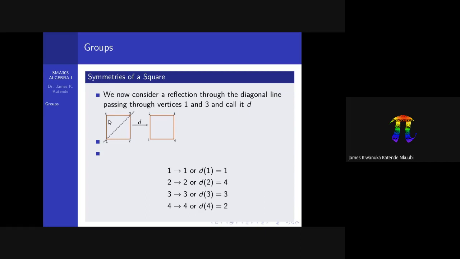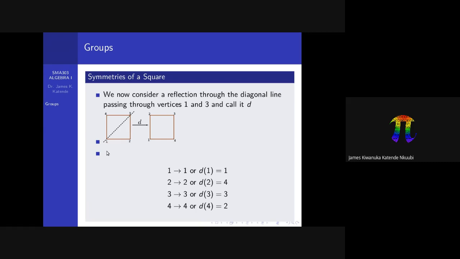But if you reflect, 2 will move to 4, and 4 will move to 2. So 2 and 4 will be switched, but 1 and 3 will not move. So 1 will go to 1, 2 will move to 4, 3 will move to 3, and 4 will move to 2. So again, notice that 1 and 3 will remain fixed, but 4 and 2 are switched by this transformation.